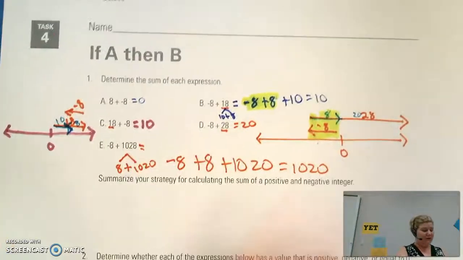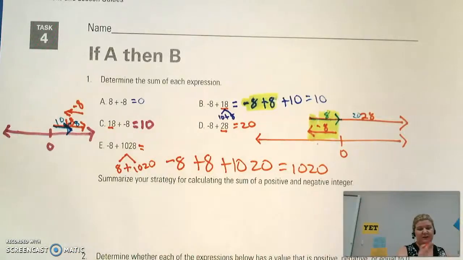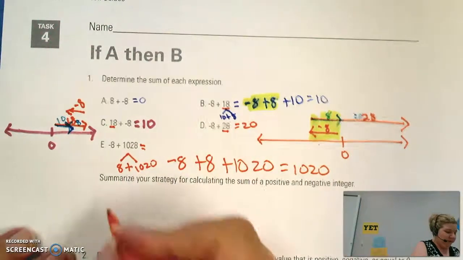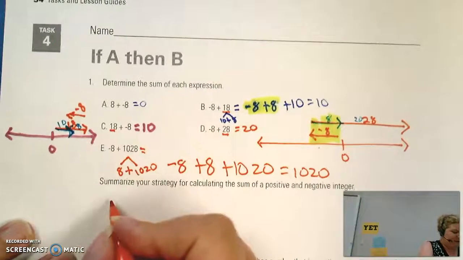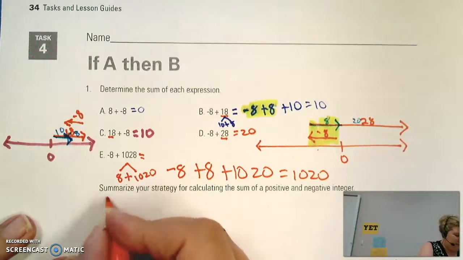So you may have used a different strategy, and that's okay. That's fine. This is not the best strategy. It's just one that I wanted to be sure that you were familiar with. So summarize your strategy here. What did I do? I'm going to try to put this in words.